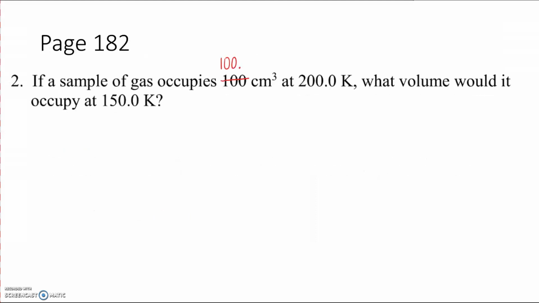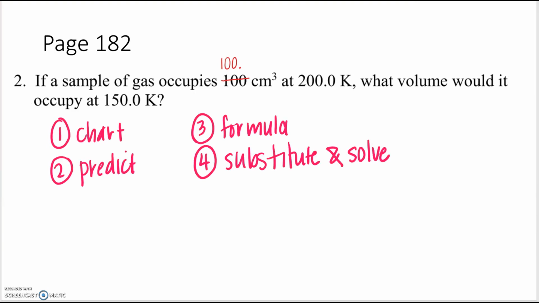Okay, so let's try another one. So open to page 182 and let's look at number 2. If a sample of gas occupies, and let's add a decimal point to this so that we have 3 sig figs, 100. centimeters cubed at 200.0 Kelvin, what volume would it occupy at 150.0 Kelvin? So remember, you need your chart, you need to predict, you need formula, you need to solve. So pause the video, follow the steps. When you think you're done, hit play and see how you did.